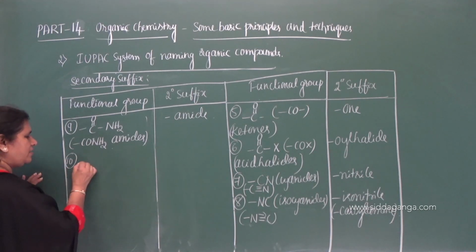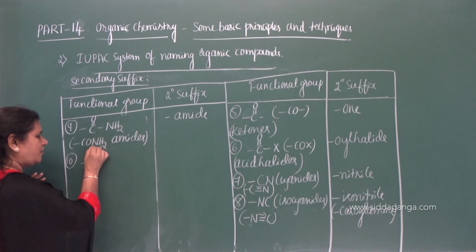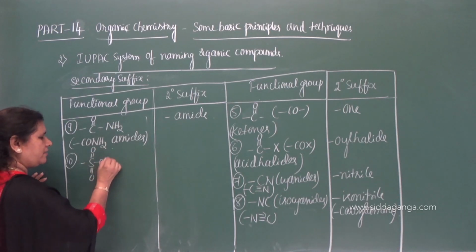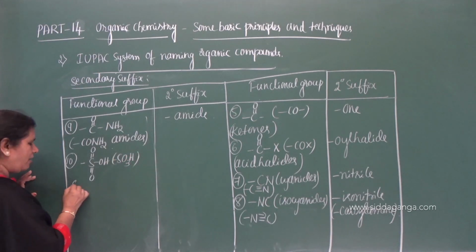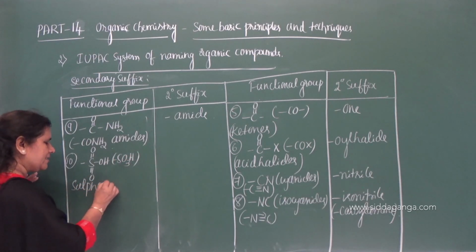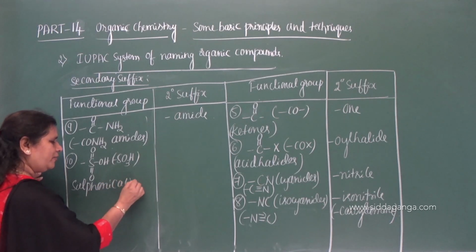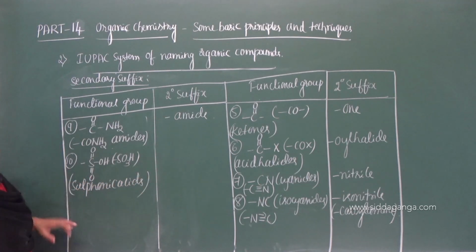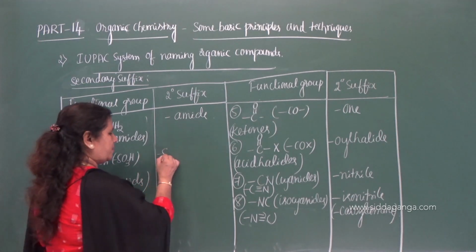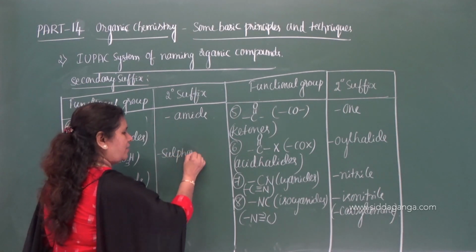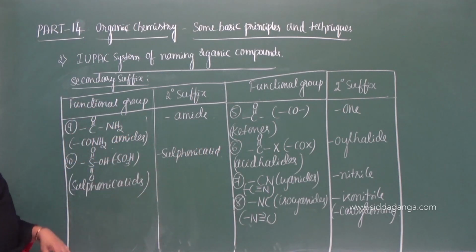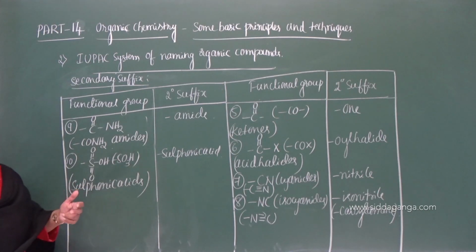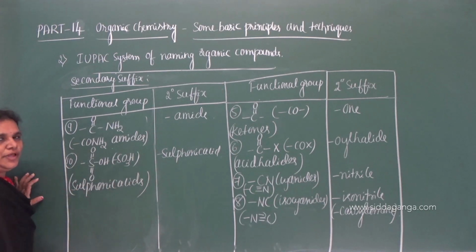And the next one is, if SO3H group is present. So the SO3H group is the functional group of sulfonic acids. So the functional group of sulfonic acids, if it is present, you have to take sulfonic acid as a secondary suffix. Sulfonic acid itself is a secondary suffix for the class of sulfonic acids if the SO3H group is present.